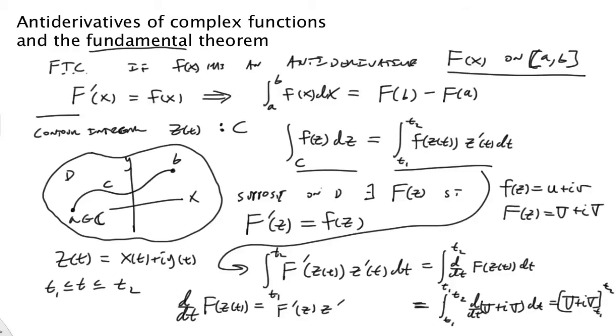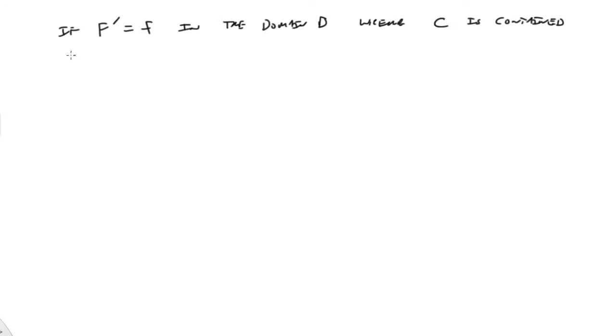All right, I'm going to go to another page now and restate our result: if F prime equals f in the domain D where C is contained, then the contour integral of f of z dz is equal to capital F at B minus capital F at A.